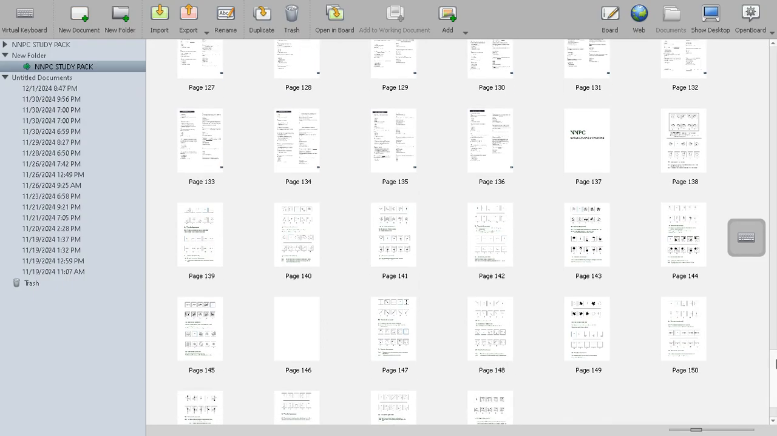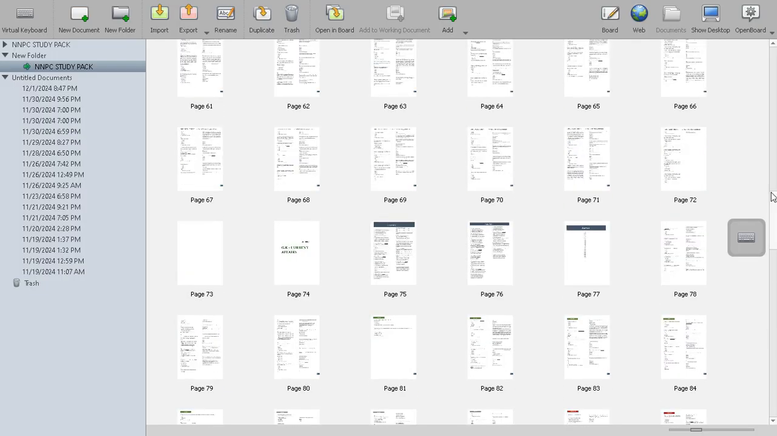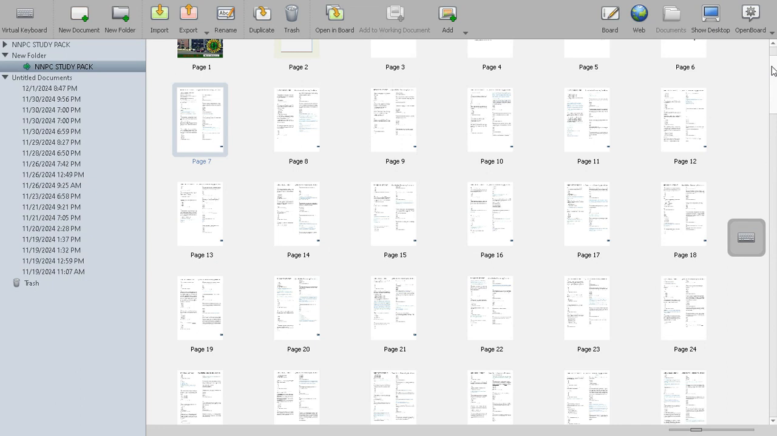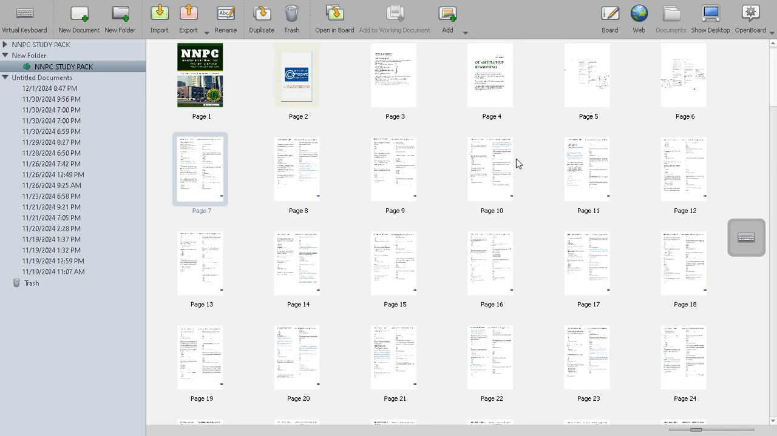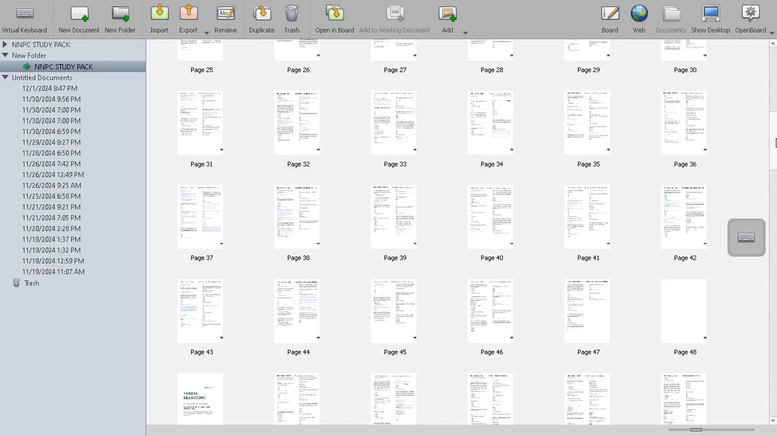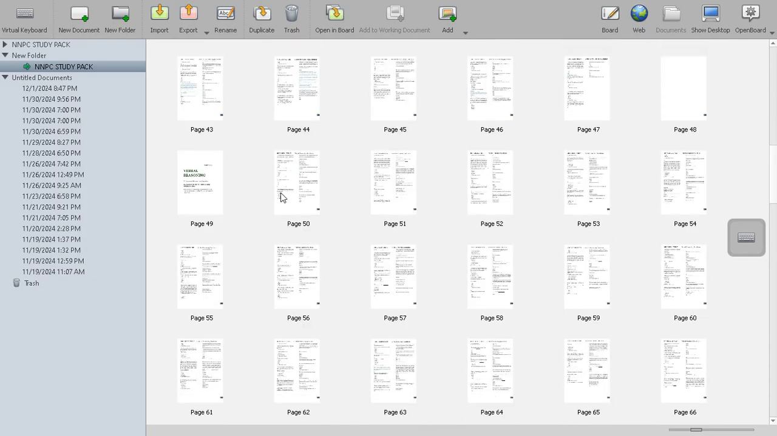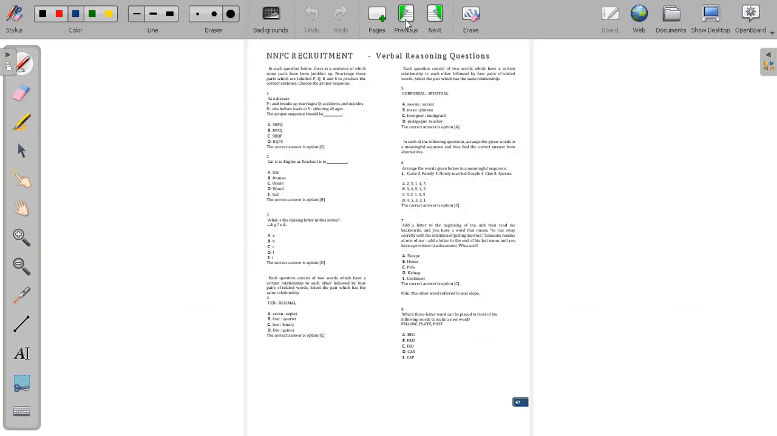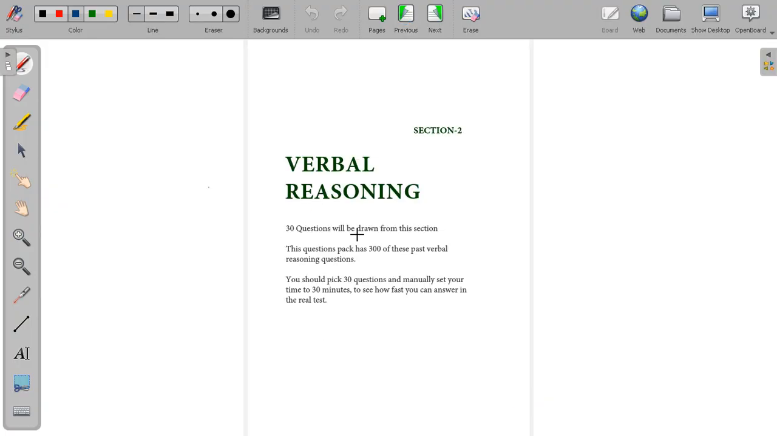English is left to us now. Let me check the English part. I can see it is verbal reasoning now, like the verbal reasoning that we did in our primary school or basic school level. I think I saw it somewhere. Let me just open the verbal reasoning. I'm not sure. So for this verbal reasoning, let me check the next page. Let me read the instruction first. It says 30 questions will be drawn from this section.